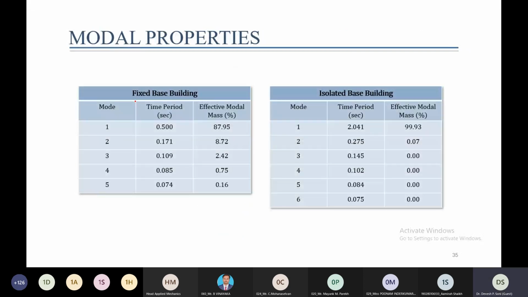Okay. See, first let us examine the fixed base property. The first mode period is 0.5 second and these are all higher mode periods. And effective modal mass in first mode is 87.90. Isolated building, the first mode period is 2.041 second. Okay, again we can ensure that the first mode period is nearly equal to the isolation period of 2 seconds, and the effective modal mass in first mode is nearly 100%.